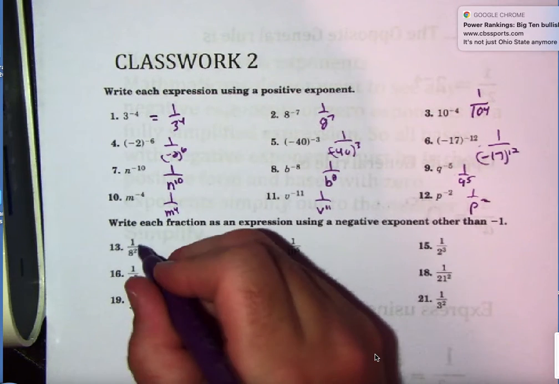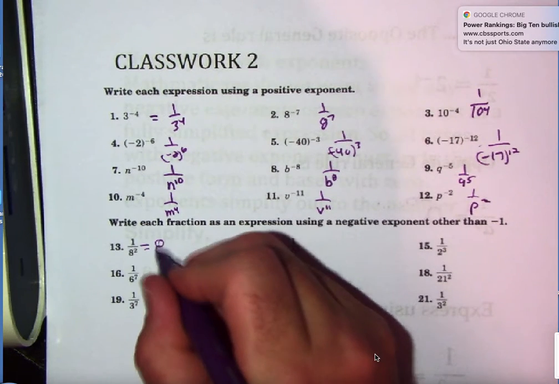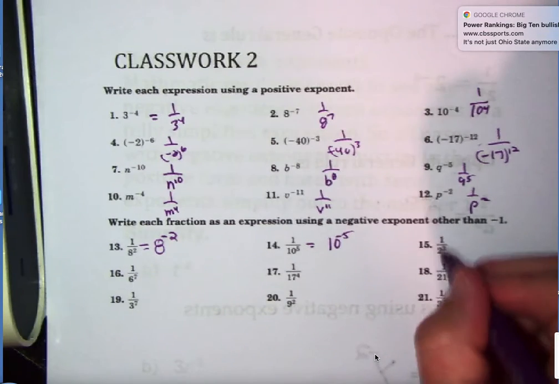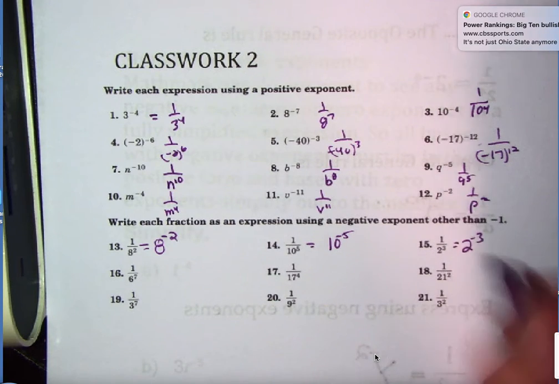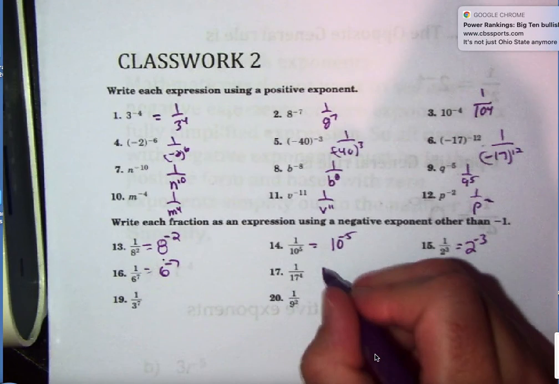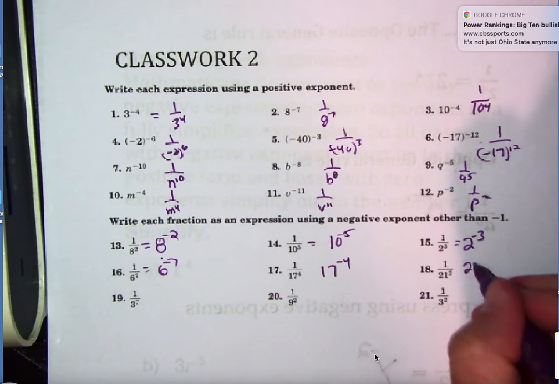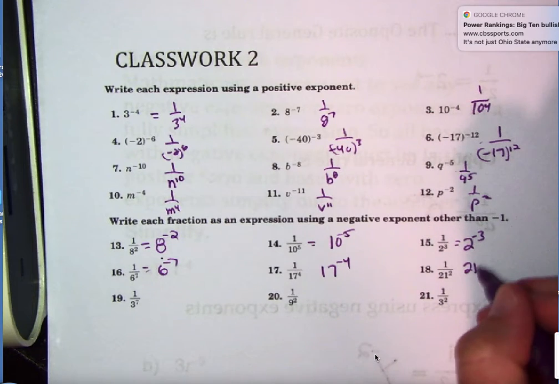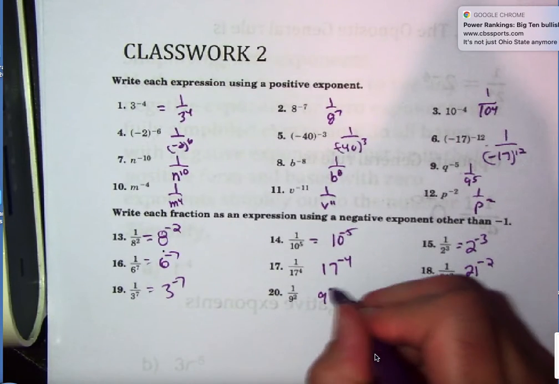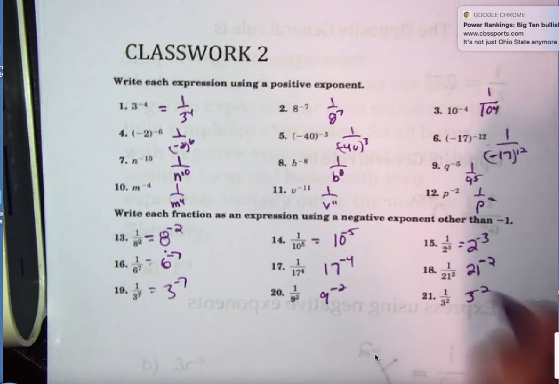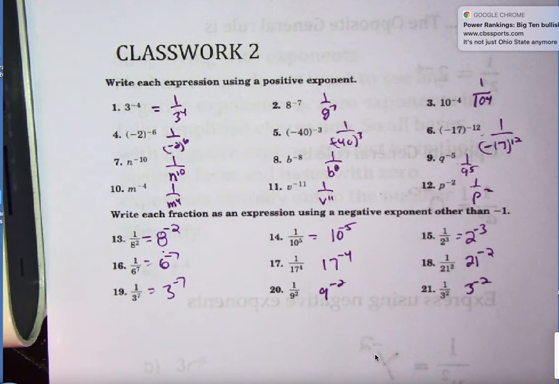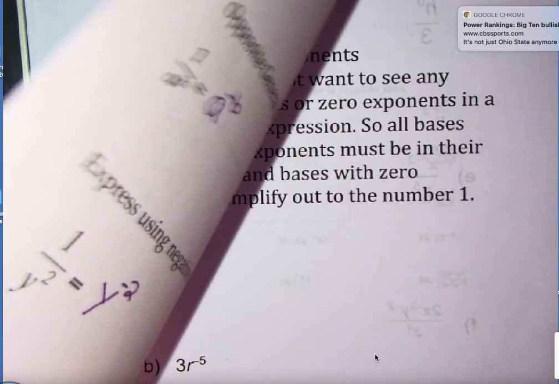Boom. And then going the opposite, we can do it too. 1 over 8 squared is 8 to the negative 2. And 1 over 10 to the 5th is 10 to the negative 5th. 1 over 2 to the 3rd is 2 to the negative 3rd. 1 over 6 to the 7th is 6 to the negative 7th. Keep the base the same, right, of our denominator exponent, and then move it up as a negative exponent. Cool. And so that repetitive motion is just to get us to think about it, just keep pushing ourselves. So those are the answers to classwork 2.